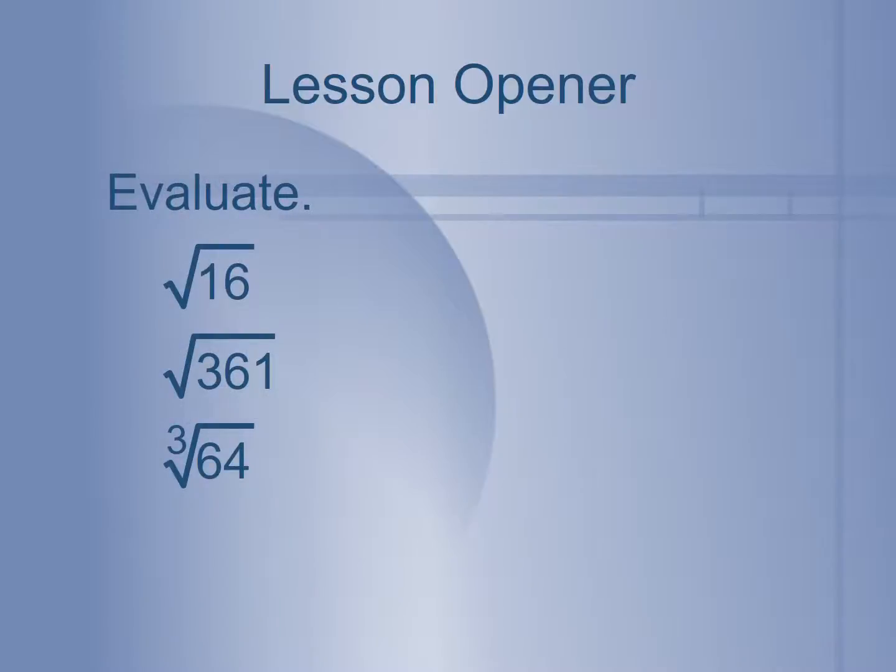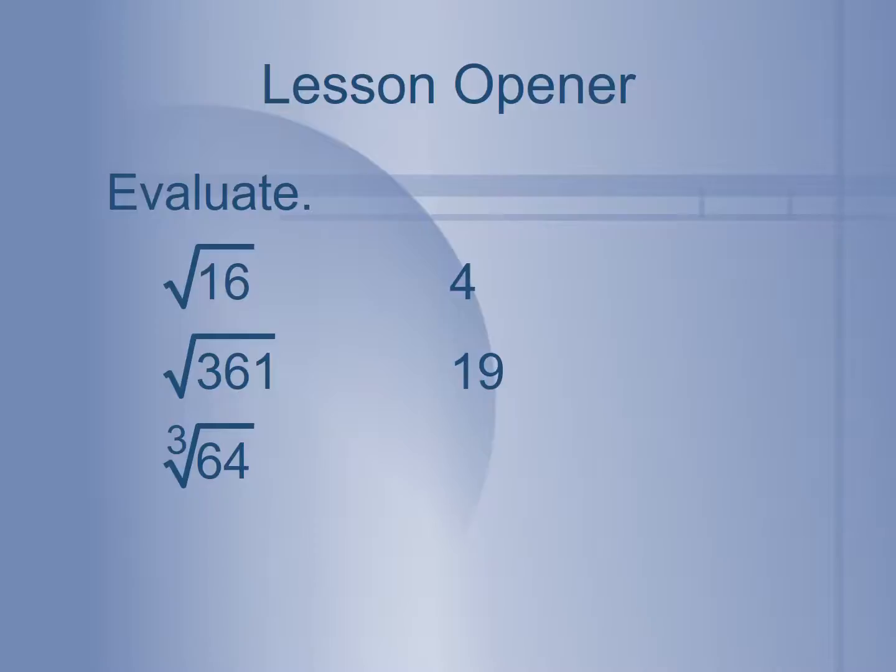So let's begin by trying to remember what it means when you take the square root. So the square root of 16 is saying what number times what number is 16? Well, the answer would be 4. And then we have 361. So what number times what number is 361? Well, that would be 19.